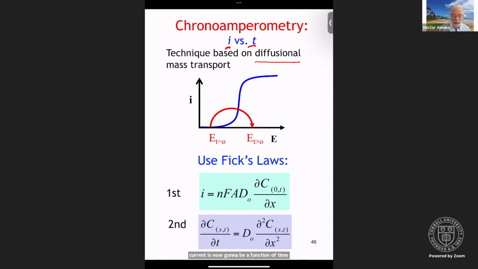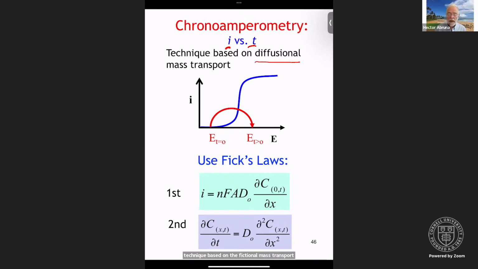Remember, when we were talking about RDE, we said that those were steady state responses, independent of time. Now, on the other hand, we're going to have transient measurements that hopefully will be of value in terms of looking at kinetics. And so we begin with chronoamperometry, which, as I say, is a technique based on diffusional mass transport.